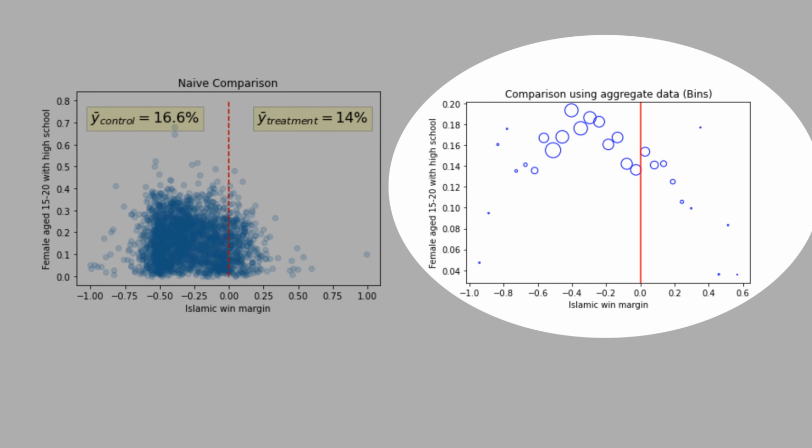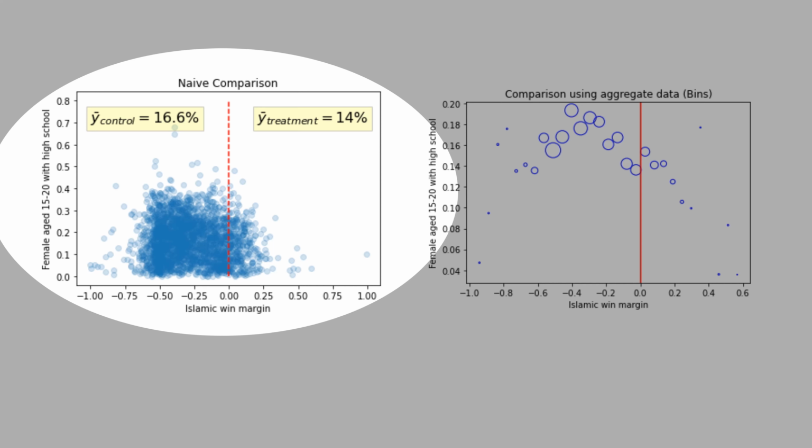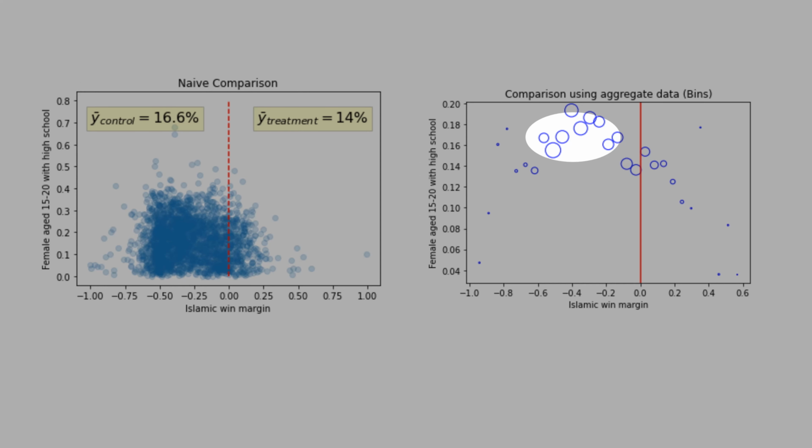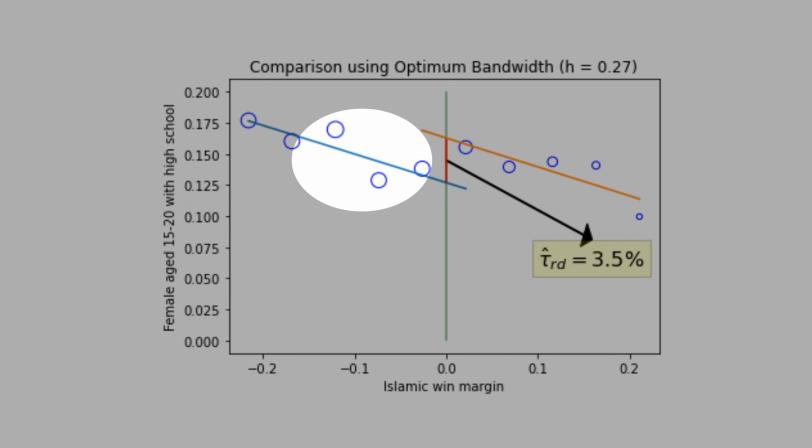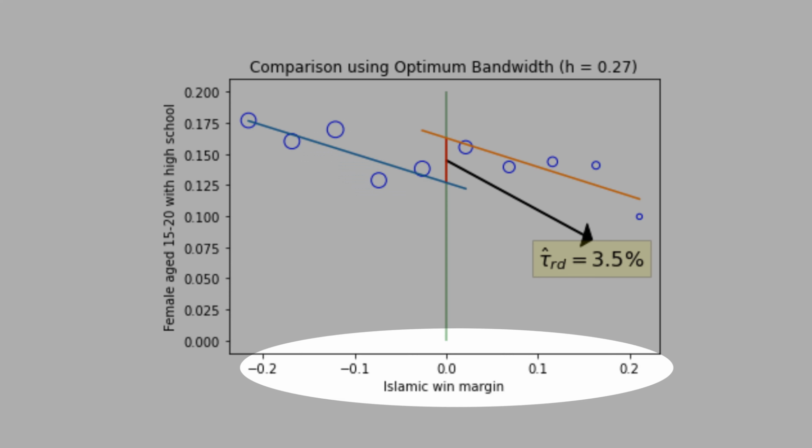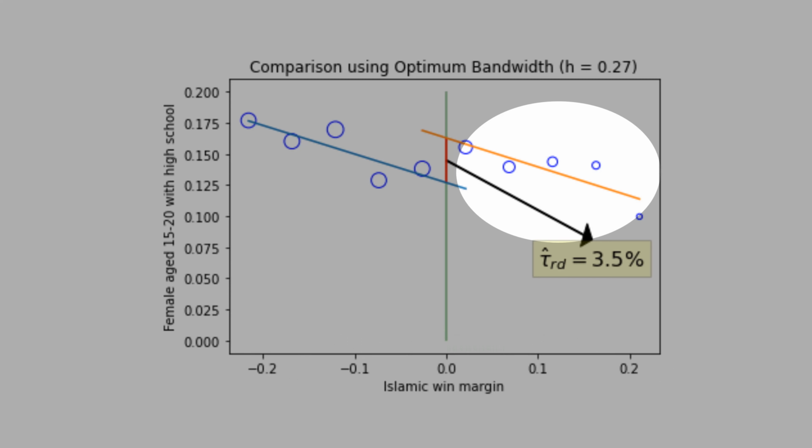I plot this graphic if you aggregate the data. The data is the same as in this graphic here. Here I combine the municipalities that have similar Y, and the size of the blue ball is proportional to the number of municipalities. The goal of this data aggregation is to see that there is a discontinuity at the cutoff here. Let's aggregate the data a little bit more and zoom in on the cutoff. If I fit a line to the treatment group and the control group and take the difference between the intercepts, we get that 3.5 more females completed high school in the Islamic municipalities.